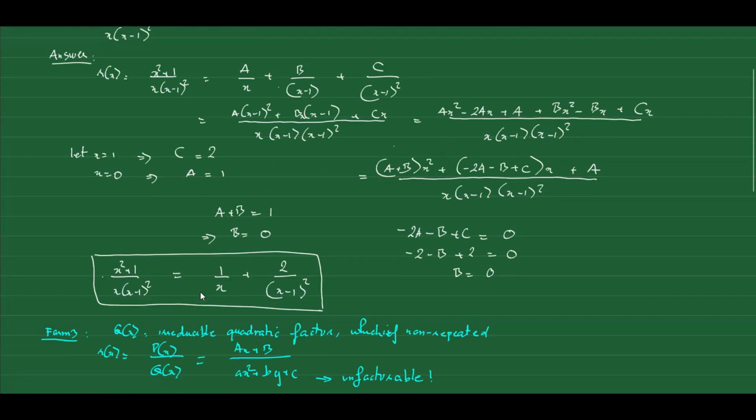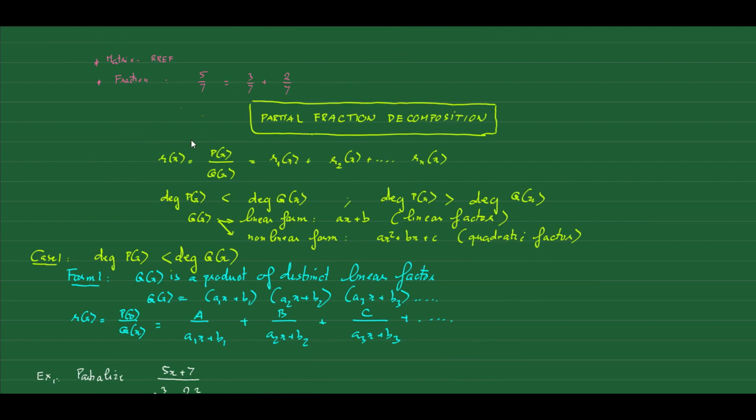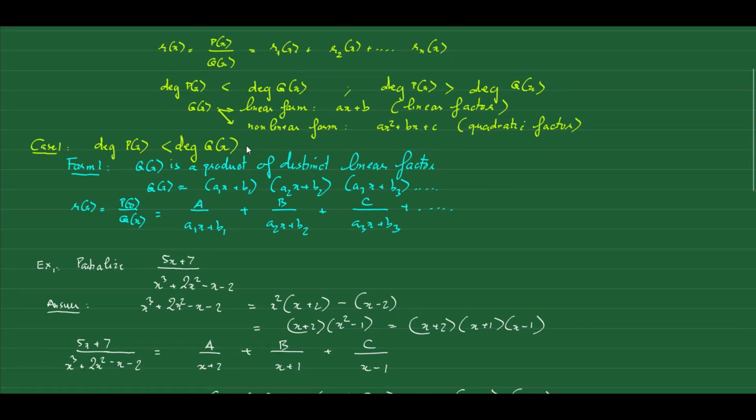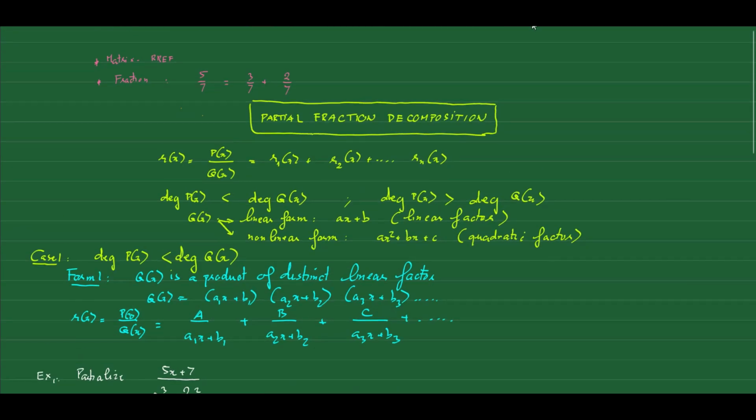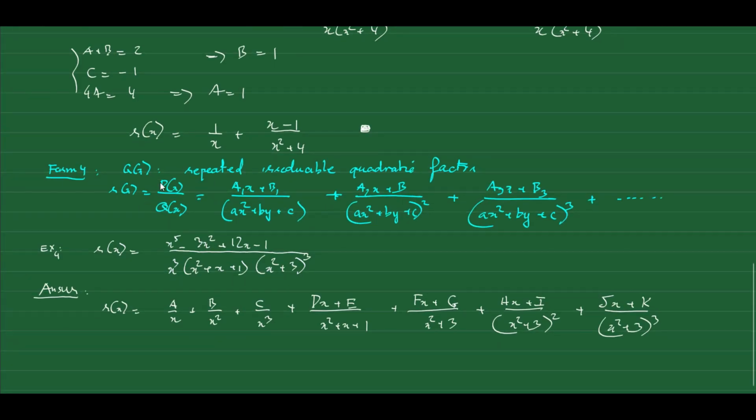Now go back to case 1. In case 1 over here, the degree of the top is less than the degree at the bottom. Then what is case 2? Case 2 is for when the degree on the top, so the degree of p of x, is greater than the degree at the bottom.